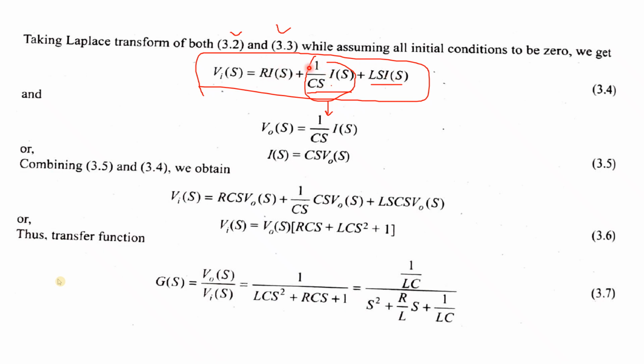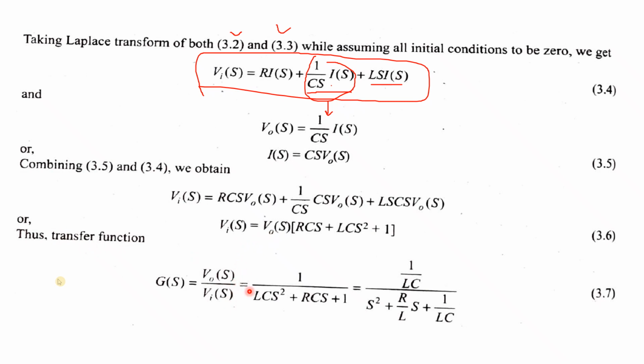So our equation becomes Vi(S) equals, in all three parts, we will replace I(S) with CS V0(S): the middle term and the third one also. So the equation becomes Vi(S) equals R CS V0(S) plus 1 by CS times CS V0(S) plus LS CS V0(S). Over here CS will get cancelled, and obviously V0(S) is common. So we will rewrite this equation as V0(S) times the bracket RCS plus LCS square plus 1.